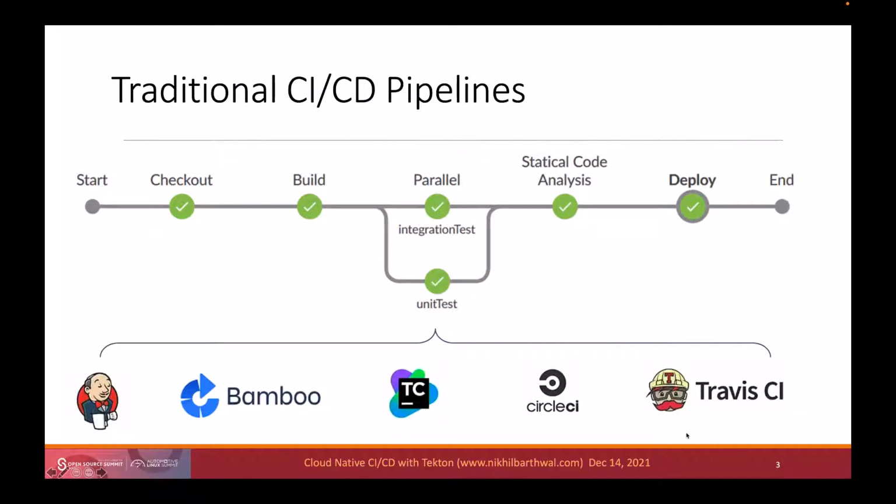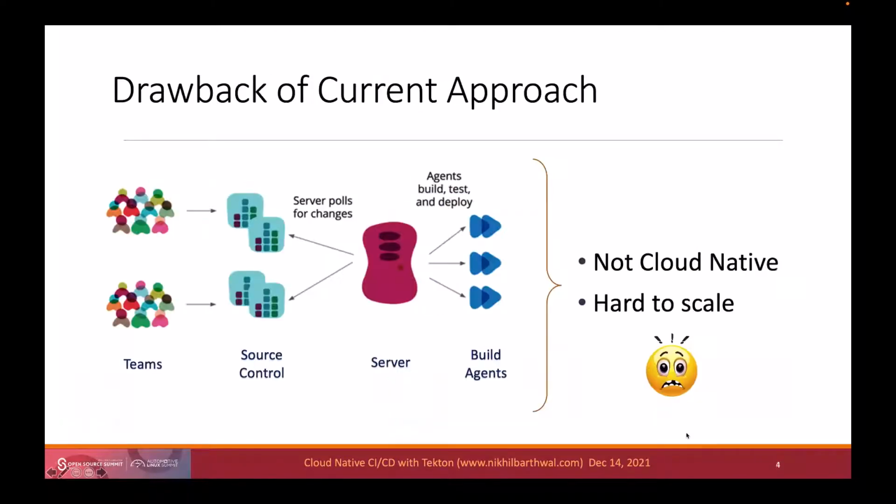So it's Jenkins, Bamboo. Jenkins is by far the most popular and open source. Also, Bamboo CI/CD, TeamCity, one of my favorites, Circle CI, Travis CI, etc., etc. So anyhow, this is how a traditional CI/CD pipeline would look like.